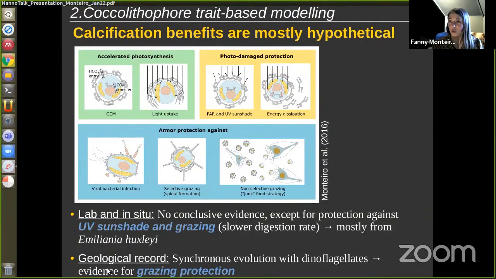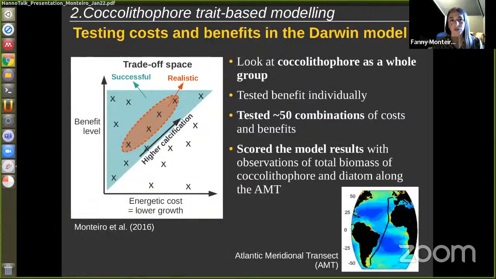Looking at the geological record, there is also evidence that coccolithophores evolved almost at the same time as dinoflagellates, which build an organic carbon armor. So maybe that suggests, with two organisms looking like they have armor, that the grazers evolved at that time and really made phytoplankton find ways of protecting themselves from high grazing pressures. So very hypothetical for coccolithophores.